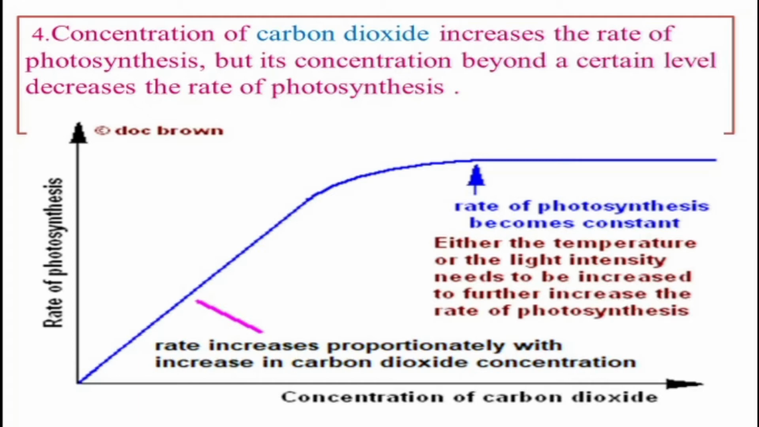So the plants only need more change in the environment condition. Here, the rate of photosynthesis becomes constant. Either the temperature or the light intensity needs to be increased to further increase the rate of photosynthesis.